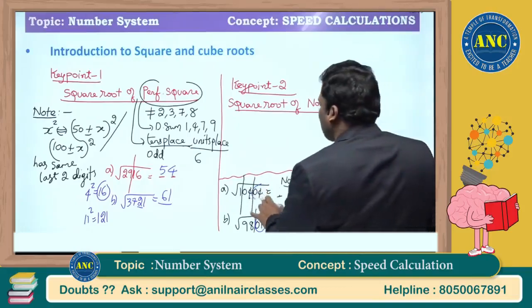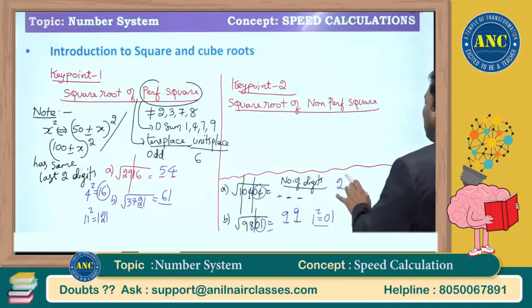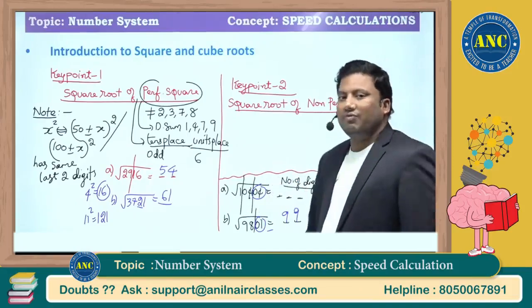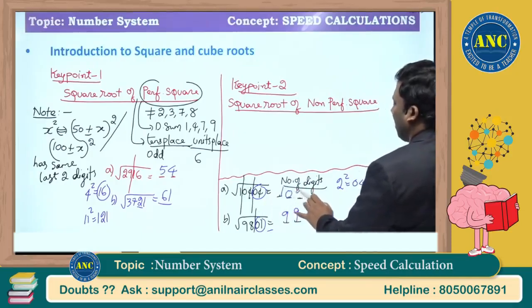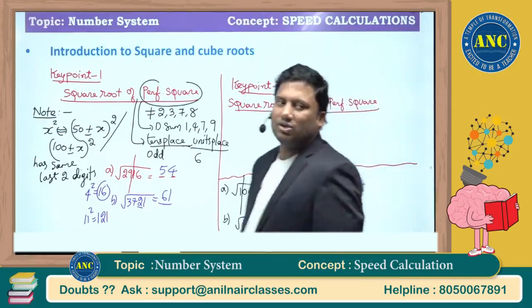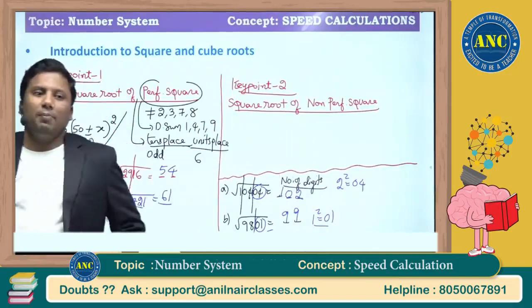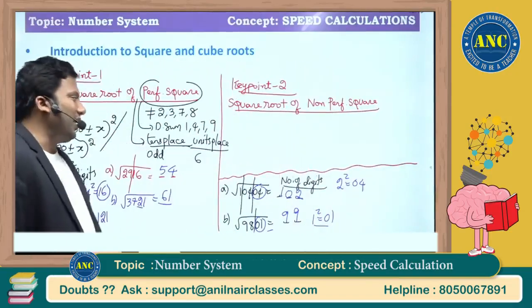10404. What are the last 2 digits of the number? 2 square is 04. This number is greater than 10,000. So 100 plus 2, the answer is 102. Just by looking at the question and using the last 2 digits, you will get the answer.